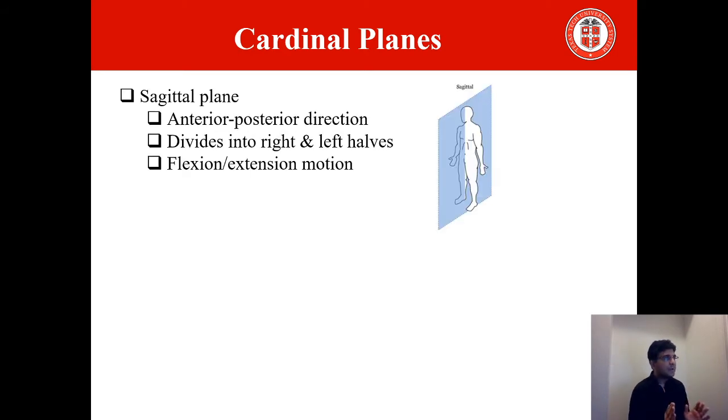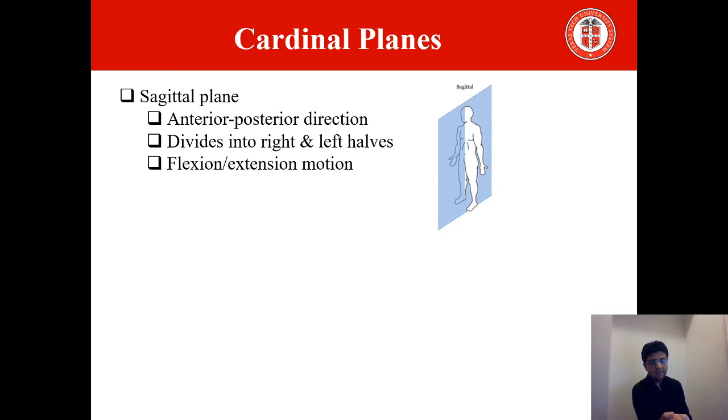So the first one is the sagittal plane. Always remember that the sagittal plane divides our body into 2 halves, the right half and the left half, as you can see in this picture. And this is responsible for the flexion and the extension movements. For example, if I'm doing the flexion and extension at the elbow joint, this movement is taking place in the sagittal plane. So at the elbow joint, this is the only movement which is possible.